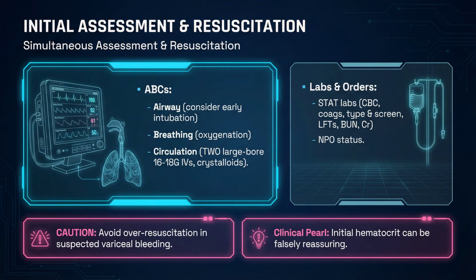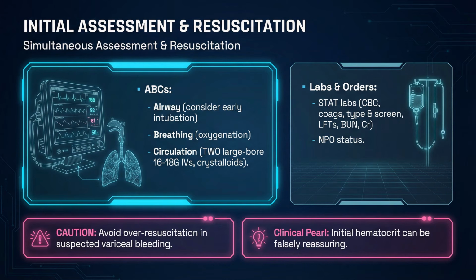When you encounter a patient with a suspected upper GI bleed, assessment and resuscitation must happen simultaneously. Start with the ABCs. Assess the airway, especially in patients with massive hematemesis or altered mental status, and consider early intubation for airway protection. Ensure adequate breathing and oxygenation. For circulation, your first step is to establish 2 large-bore, 16 to 18 gauge intravenous lines. Begin fluid resuscitation with crystalloids if the patient is hypotensive.